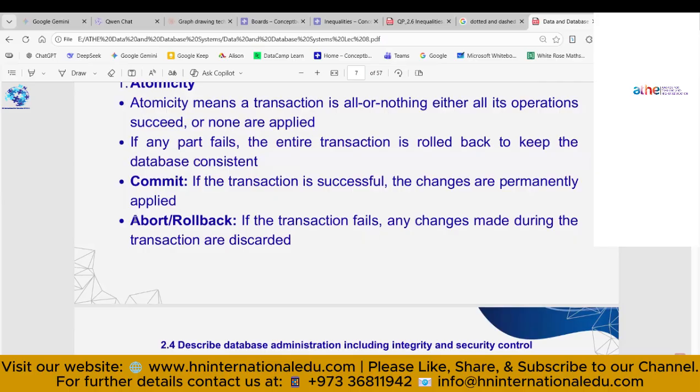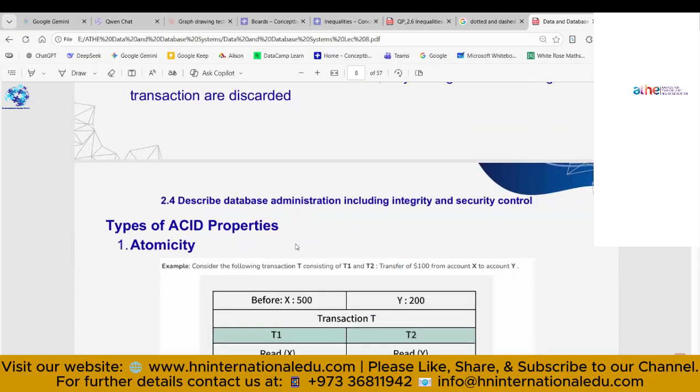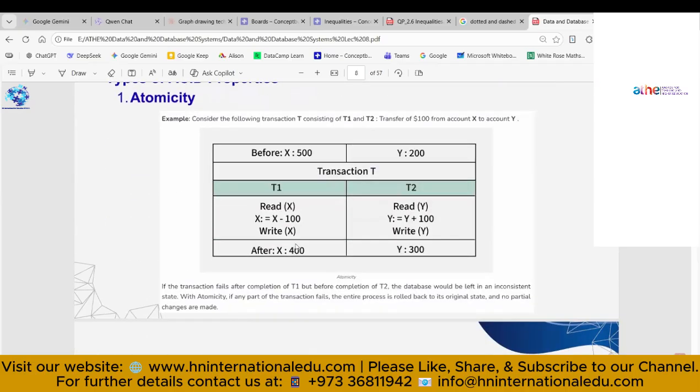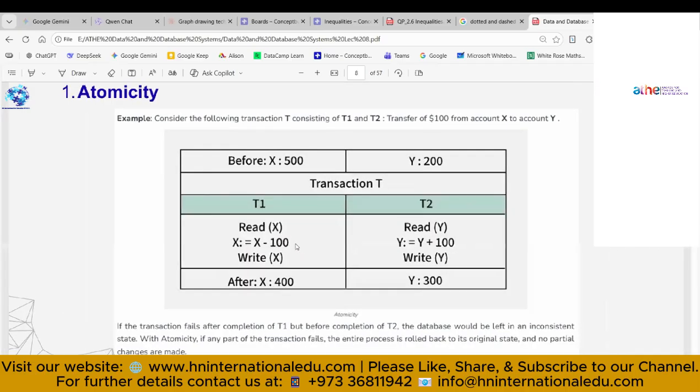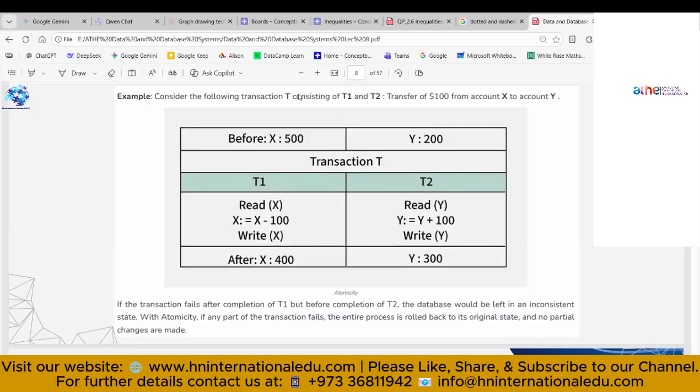Next is abort or rollback. That means if the transaction fails, like you are not able to withdraw money, any changes made during that transaction are discarded. That is atomicity. Here is an example. Consider the following transaction T, consisting of T1 and T2: transfer of $100 from account X to account Y.